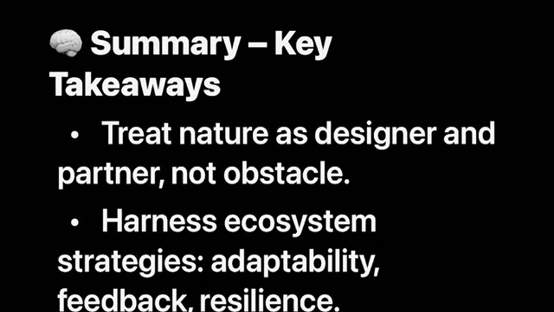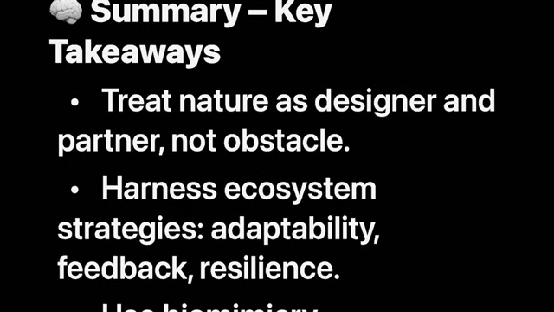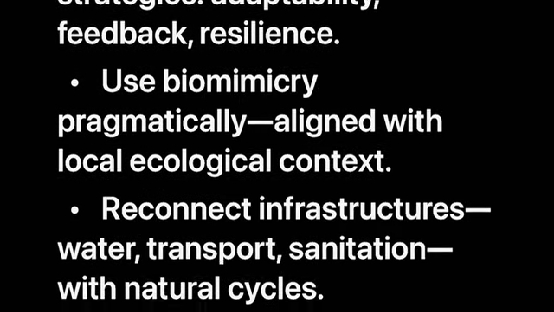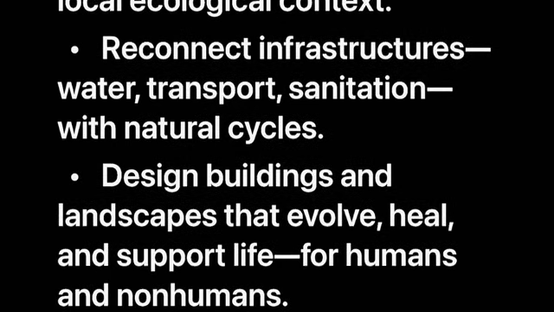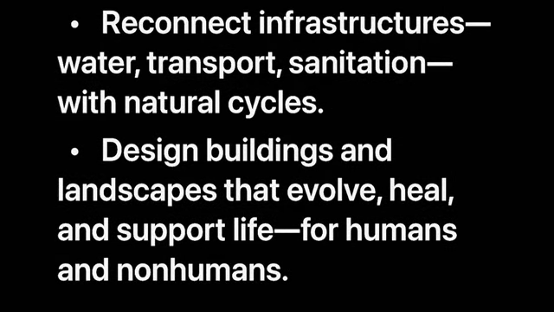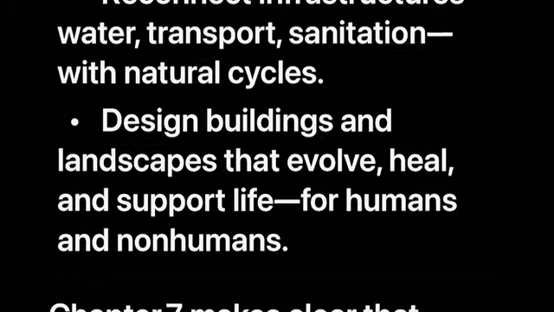Summary. Key takeaways. Treat nature as designer and partner, not obstacle. Harness ecosystem strategies: adaptability, feedback, resilience. Use biomimicry pragmatically, aligned with local ecological context. Reconnect infrastructures, water, transport, sanitation with natural cycles. Design buildings and landscapes that evolve, heal, and support life for humans and non-humans.